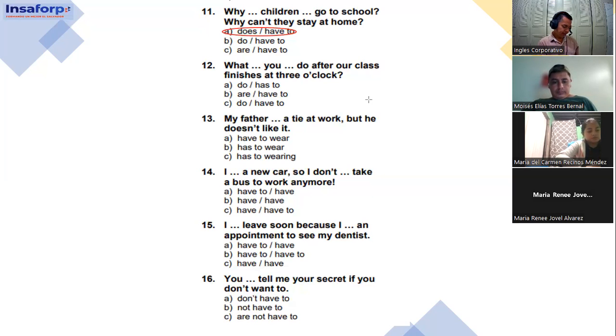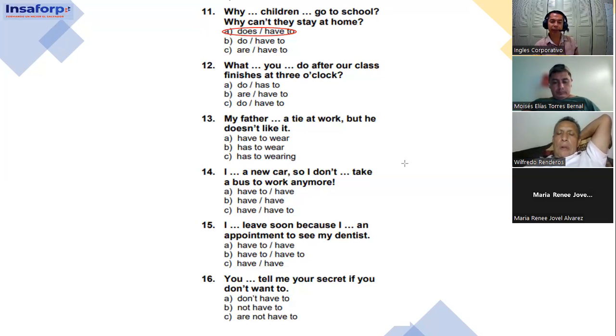Wilfredo. Present, teacher. William. Wilmer. Okay, very good. Hoy sí está más claro el panorama. Let me see. And I, teacher. Sí, ya la vi.